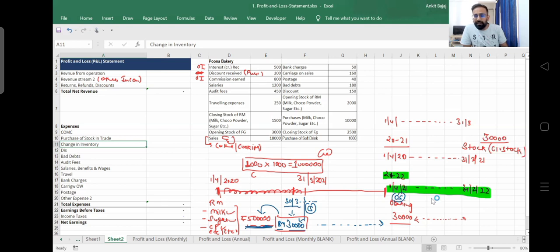Now next year, that's 21-22, what will the company do? Company will buy more raw material, because they want to increase their sales, right? So let's suppose this year the company has purchased raw material of 7 lakh rupees. Instead of 5 lakh, now I will take the company's purchase of raw material as 7 lakh rupees, right?